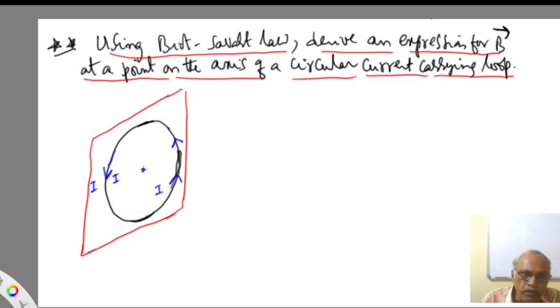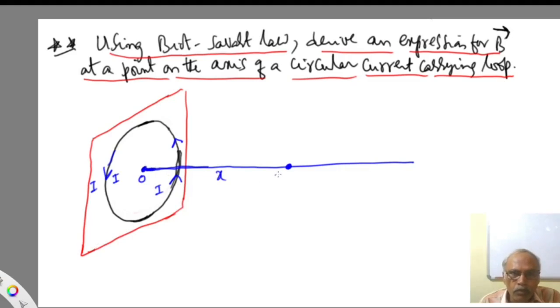Now, from the center of this loop, you draw one line perpendicular to the plane of the loop. This is called the axis of the loop. Now, on this axis, we take one point P. This point is at a distance x from the center of the loop O. From O to P, this is the x distance.